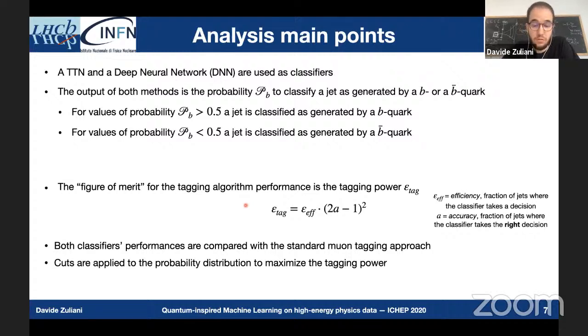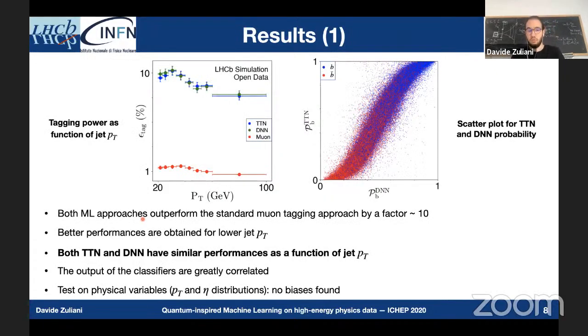The performances of these two classifiers are compared with each other and with the standard muon tagging approach. Since we would like to maximize the tagging power, we apply some cuts on the probability distribution in order to maximize it. So here are some results. On the left, you see the tagging power as a function of the jet transverse momentum. Both algorithms, the DNN and the tensor network, outperform the standard muon tagging by a factor of 10. We obtain better performances at lower jet transverse momentum.